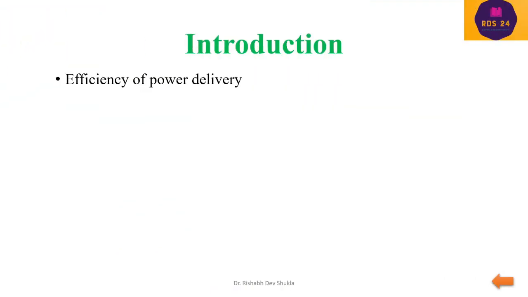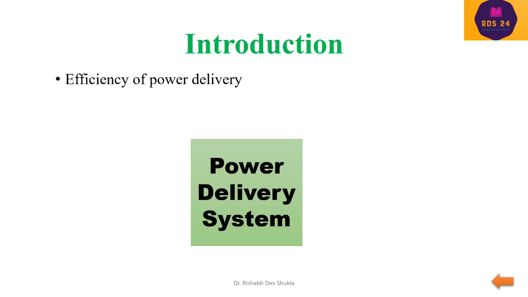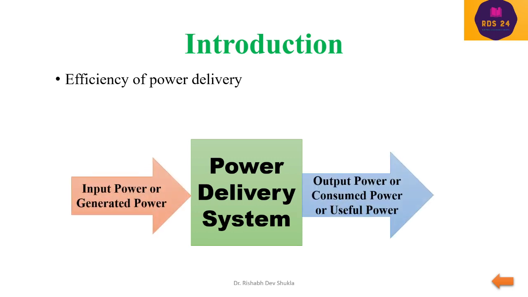Introduction. Power factor, in very simple words, is the efficiency of power delivery. Let us assume that we have this power delivery system. At the input side we have the input power or generated power, and at the output side we have the output power or consumed power. Consumed means useful power, the part of this input power which is useful to do real work.